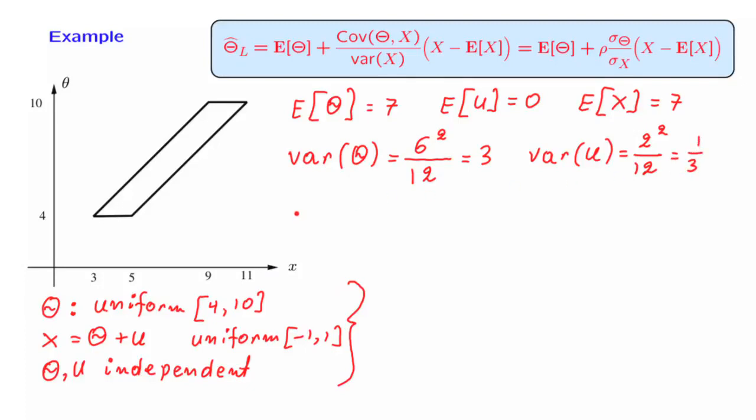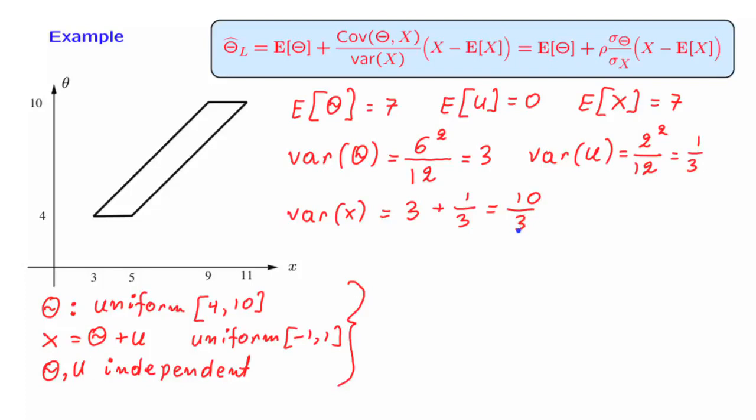Now let us look at the variance of x. Since x is the sum of theta and u, and since the two of them are independent, the variance of x is going to be the sum of these two variances, which is 10 over 3.